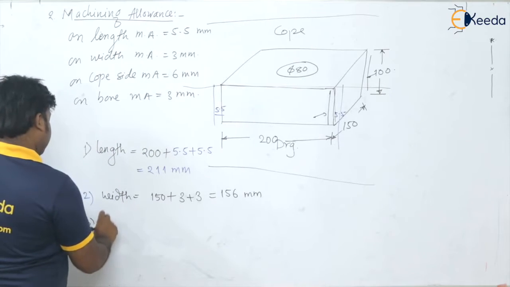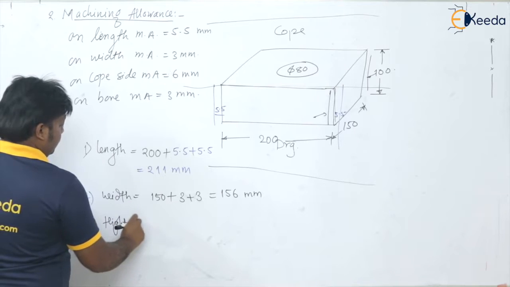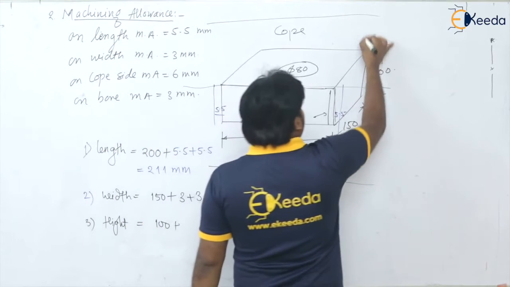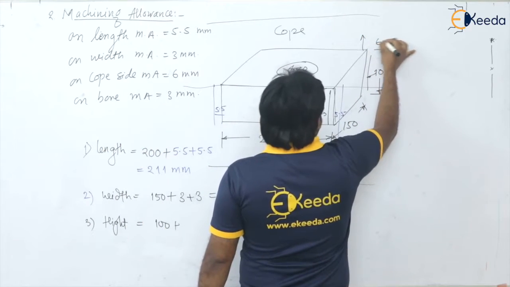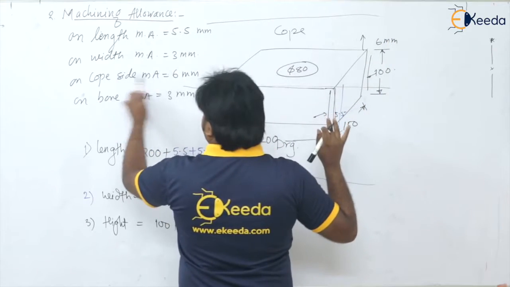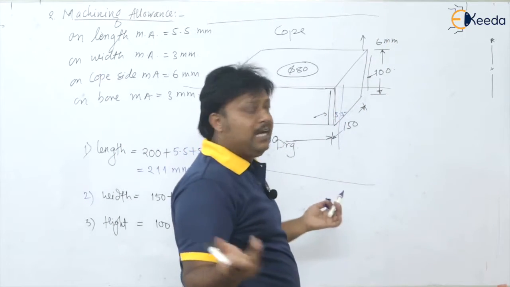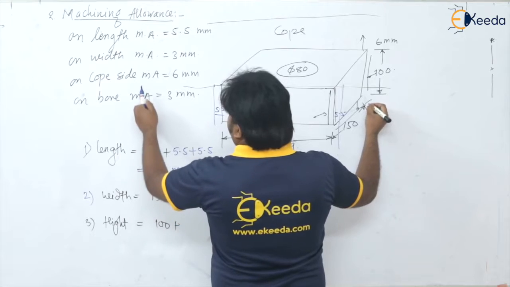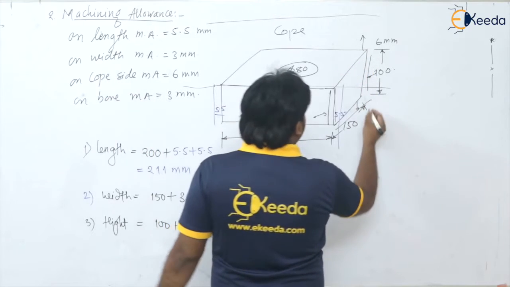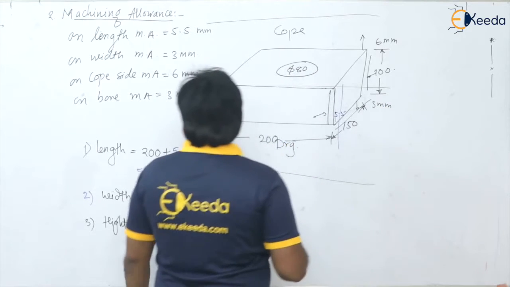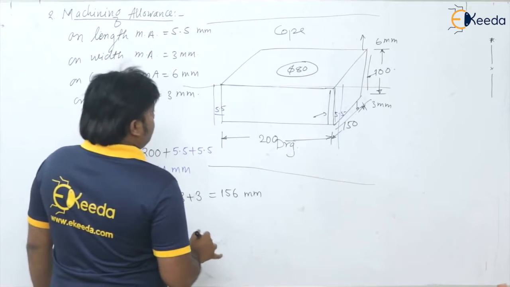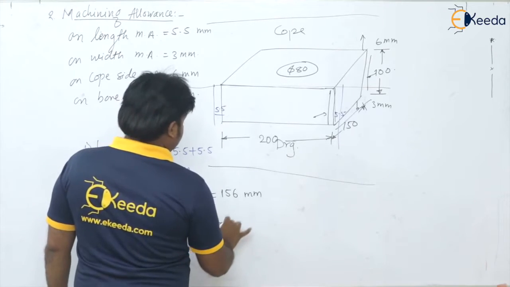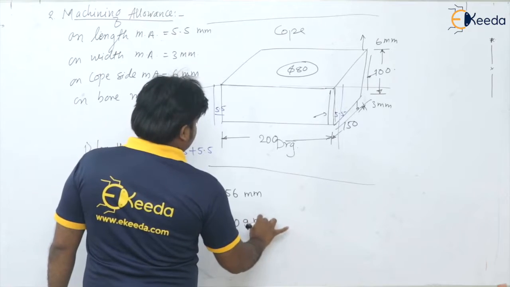Then third one is the height. Height is how much? 100. Cope side, they are saying it is 6 millimeter. If a cope side is not given and it is directly given for the height, again you can add the top and bottom, that is, after cope, 3 millimeter on all the surfaces. So it is 6 plus 3 millimeter, it is how much, 109 millimeter.